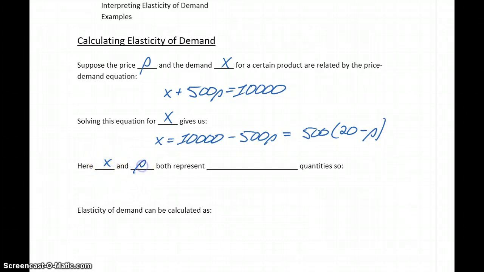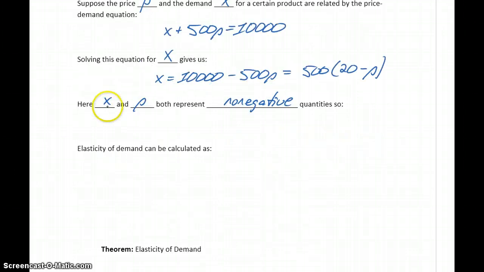Here, both X and P, so demand and price, both represent non-negative values. So demand can't be less than 0. Price can't be less than 0. So we can start off by stating that 0 has to be less than or equal to X, and 0 has to be less than or equal to P. So now what we want to find are the upper bounds for those two inequalities.